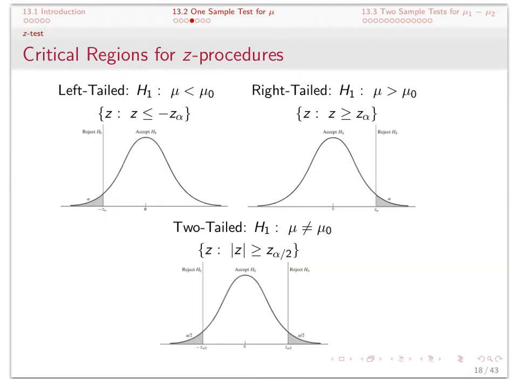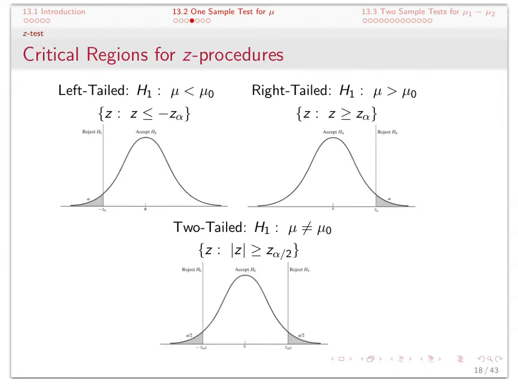Next, we consider the critical regions for the z procedures. And our rejection regions are going to be constructed based upon whether or not we're working with a left-tailed, a right-tailed, or a two-tailed test. In the case where we're working with a left-tailed test, and our alternative states that mu is less than mu naught, what we'll do then is we will chop off an area in the left tail under our z distribution such that the area in the tail is equal to alpha, our risk level. Then that tells us that our rejection region will be the set of z values that are less than or equal to negative z alpha.